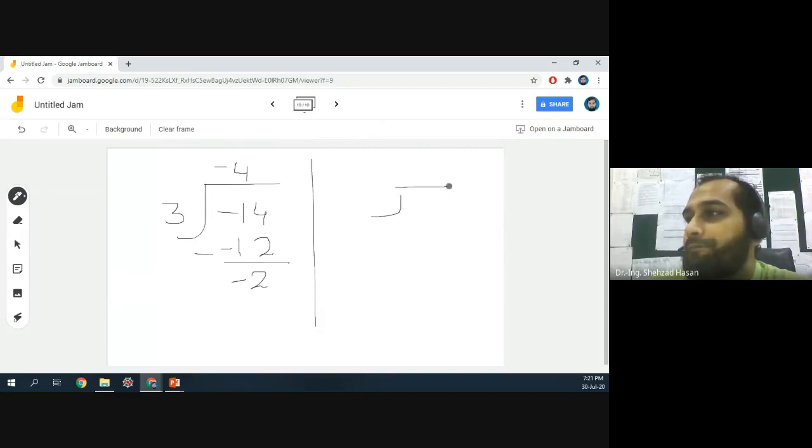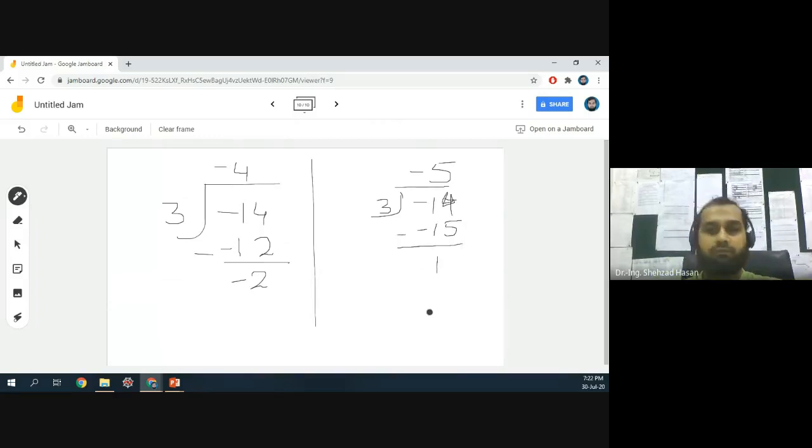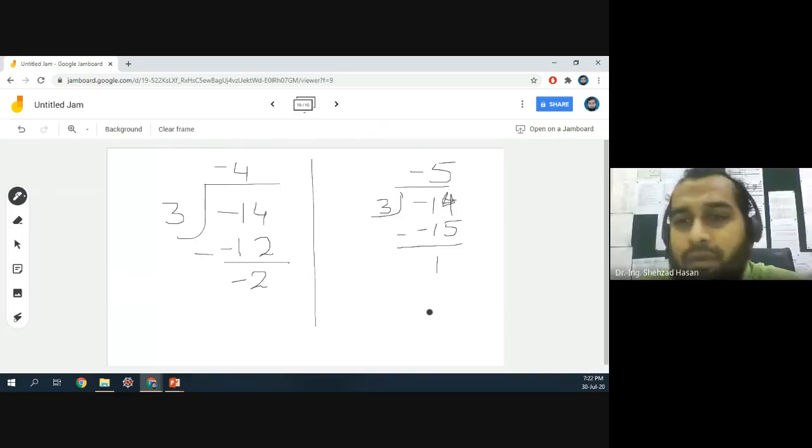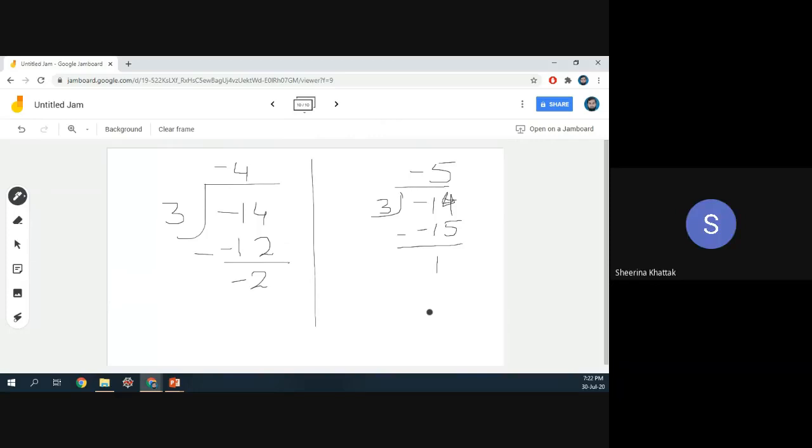Okay, so what if I do something like this, minus 14? If I have minus 14 again and 3 over here, what if I go for minus 5 over here? If I go for minus 5, I'm going to get minus 15, and my result would be what? 1, right? So minus 14 and minus 15, two negatives won't add in this, because we are going to do subtraction finally. Whenever there are two minuses, we do a plus operation.